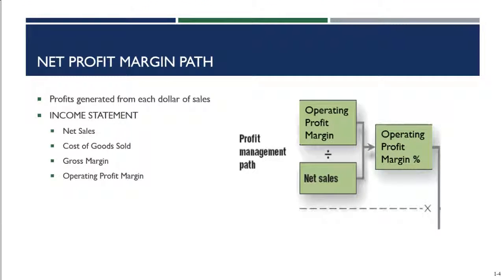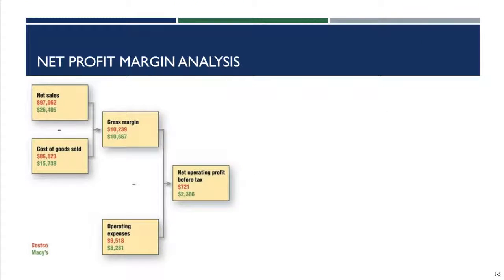So now we've talked about all the components that go into the profit margin path, and let's do an example. Again, this is just a screenshot of what's in your book so you can follow along and go back and fill in some blanks that the book might need for you.